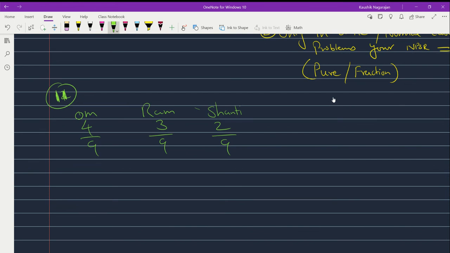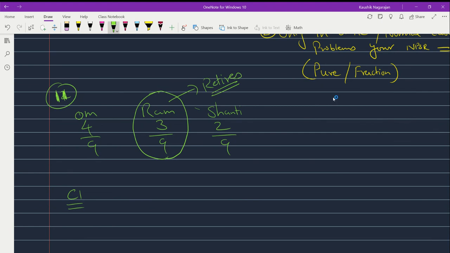So Om, Ram, and Shanti are the partners, and their old profit sharing ratio is 4 is to 3 is to 2. In the question, it is given that Ram is retiring. So the retiring partner in this case is Ram, and he retires from the firm. They have asked us to calculate the NPSR of Om and Shanti in the following cases. So it's a case based problem. Ram retires. What are the cases?